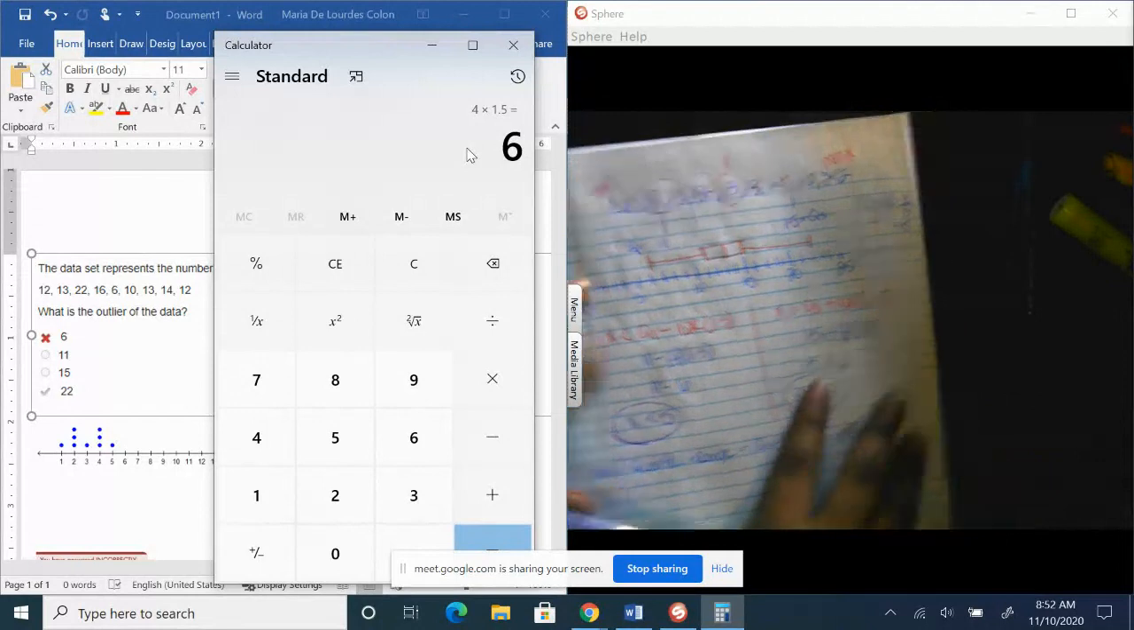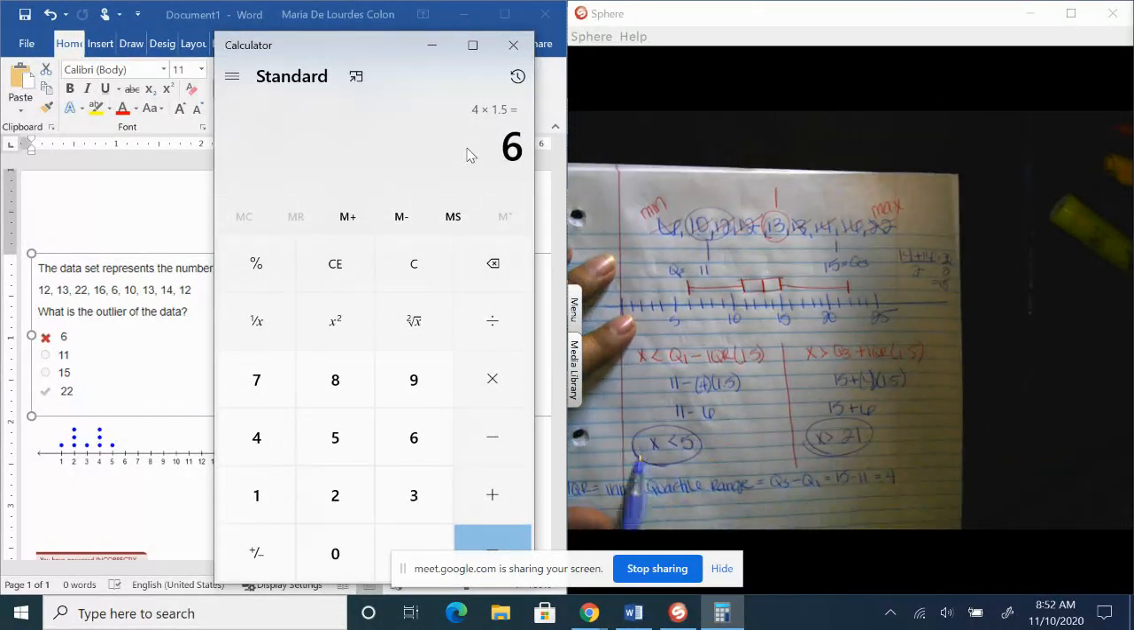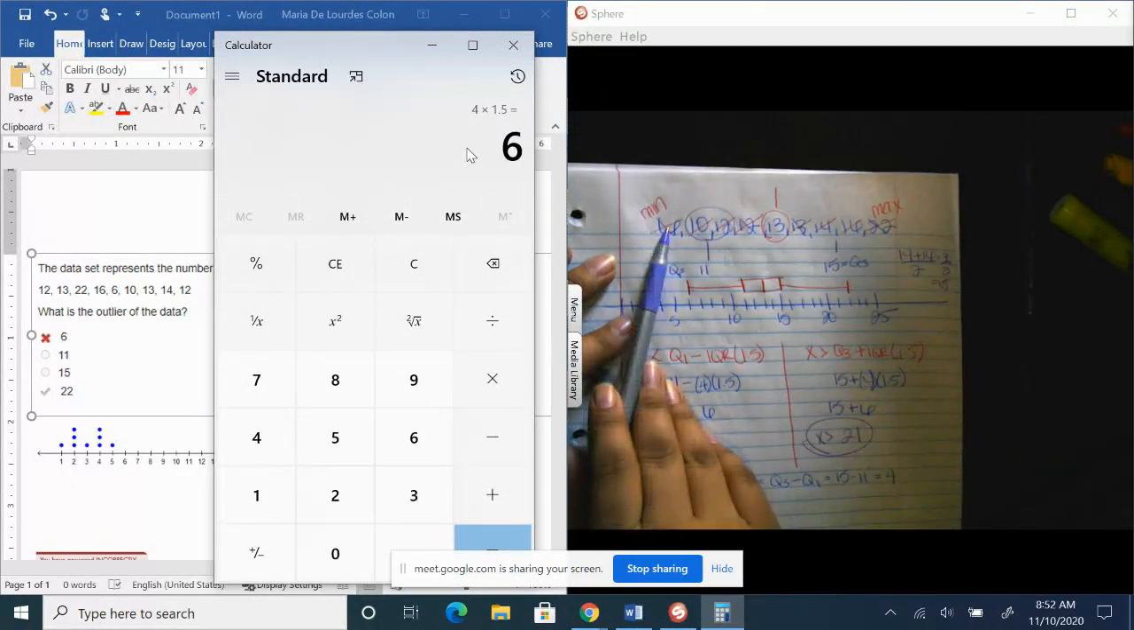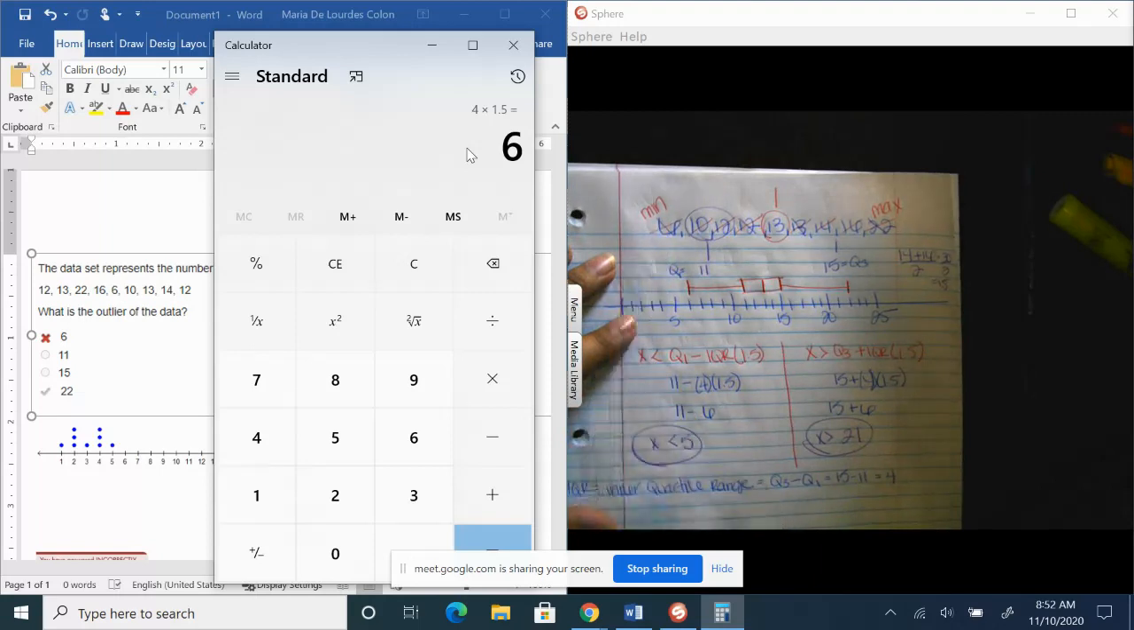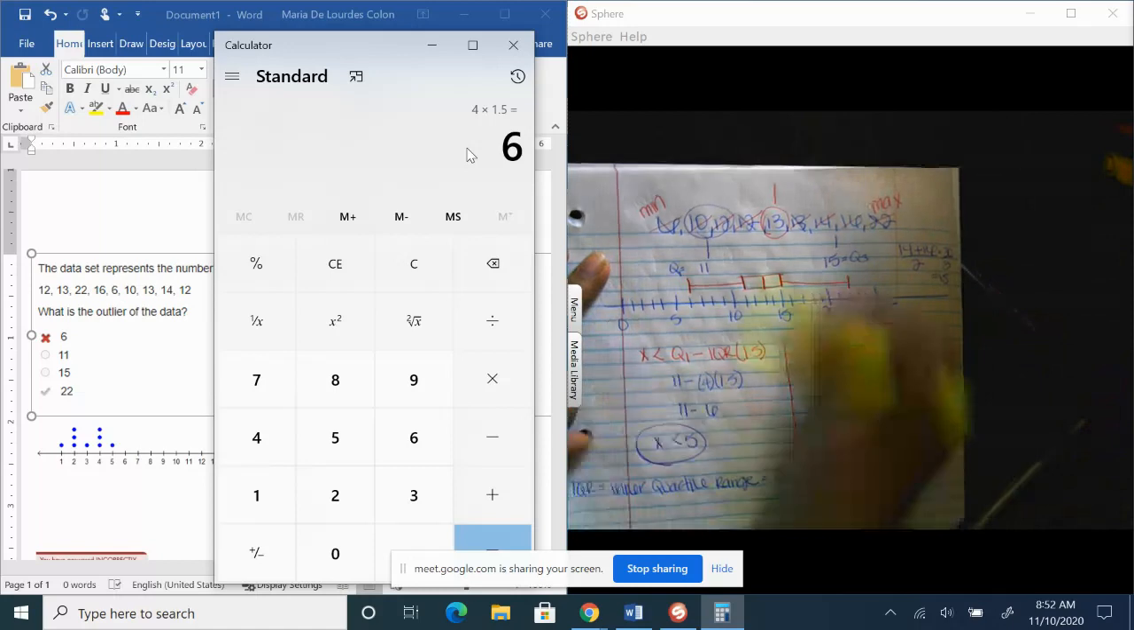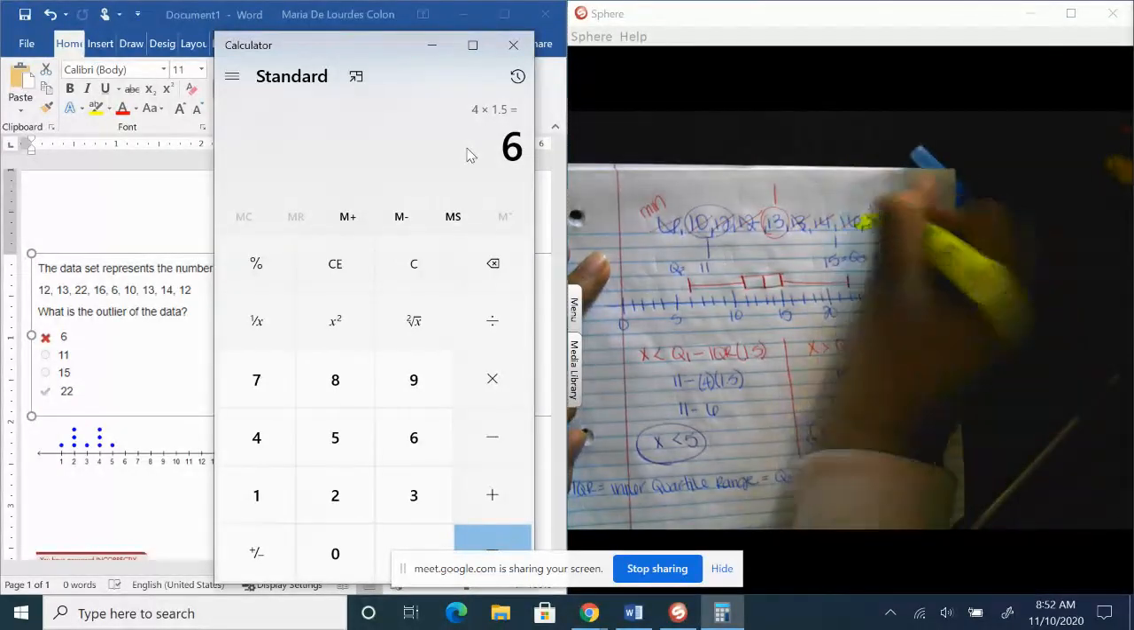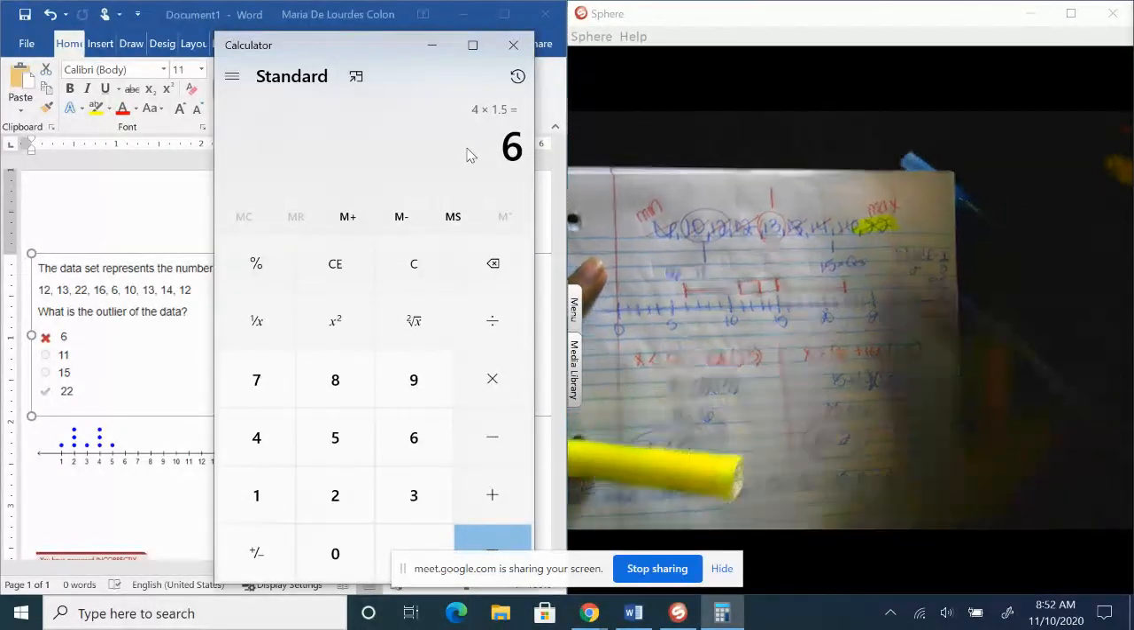So now we go back to our data set. Do we have any number less than 5? No. 6 is greater than 5, so 6 is fine. But here, any number greater than 21, meaning 22, which is greater than 21, that is our outlier.